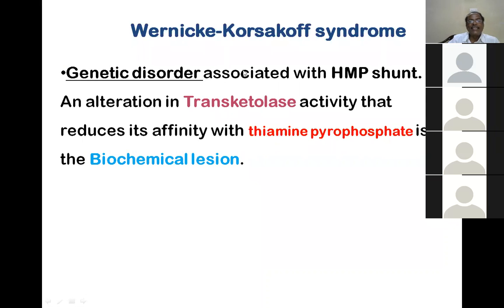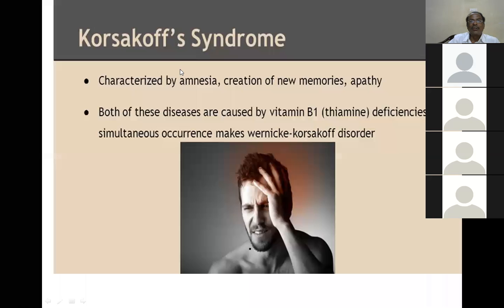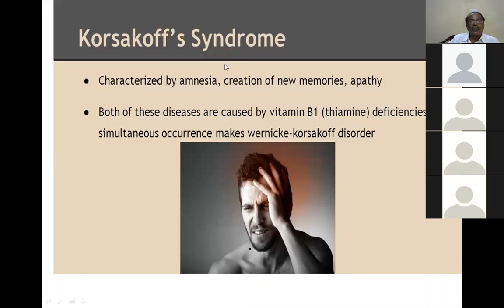And the deficiency of thiamine pyrophosphate: the genetic disorder associated with the HMP shunt is an alteration in the transketolase activity in the HMP pathway. It reduces the affinity for thiamine pyrophosphate, and is the biochemical lesion of Wernicke-Korsakoff syndrome. What is this? Korsakoff syndrome is characterized by amnesia, forgetfulness, inability to create new memories, and apathy, not feeling interested in anything, lack of interest in every activity.